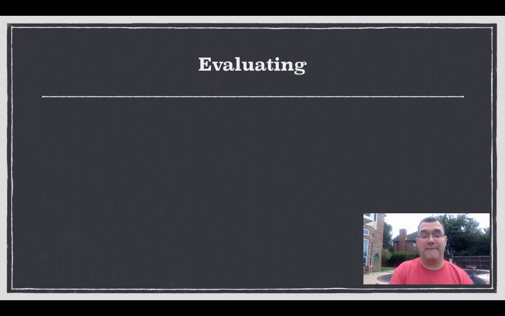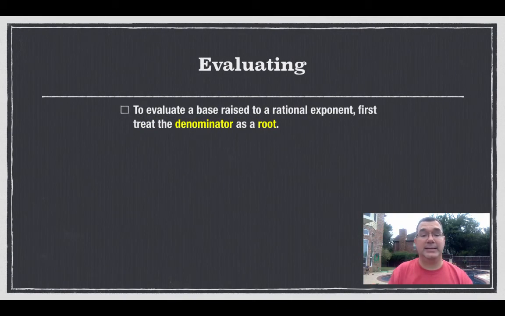All right, so evaluating these. To evaluate a base raised to a rational exponent, I'm first going to look at the denominator part of that rational exponent, and I'm going to treat it as a root. And then I'm going to treat the numerator as an exponent. I could do it the other way around and I would get the right answer, but it's easier to go to smaller numbers and then bigger numbers rather than to go to bigger numbers and then smaller numbers.